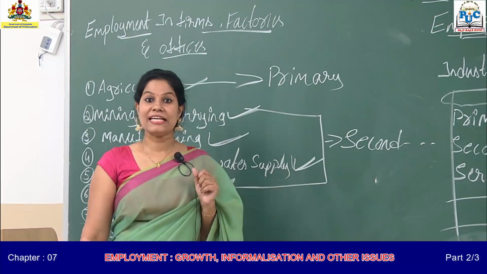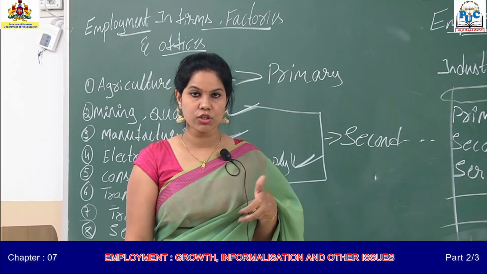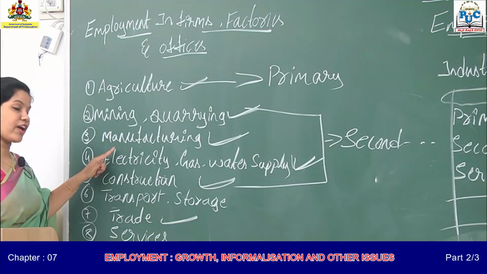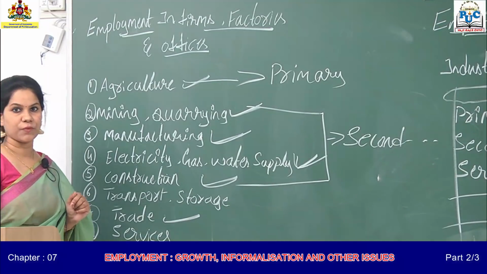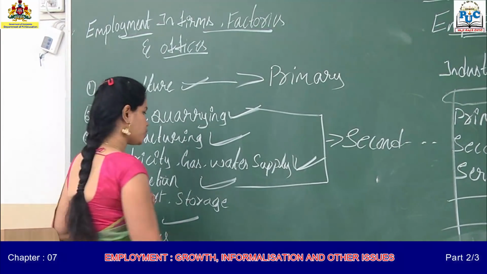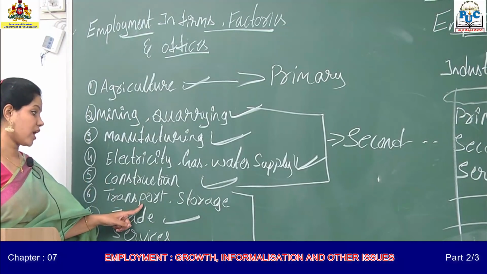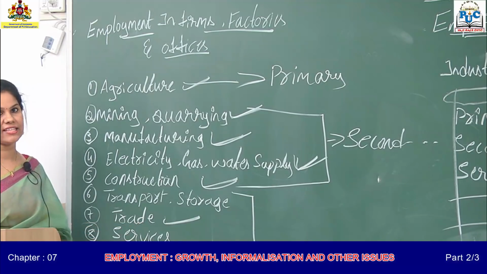That comes under secondary sector. Primary sector, which involves the agriculture. The secondary sector, which involves mining, manufacturing, electricity, gas, water supply, and the construction. And the last sector which we classified covers 3 important areas, which is transportation, storage facility, trade, and services.